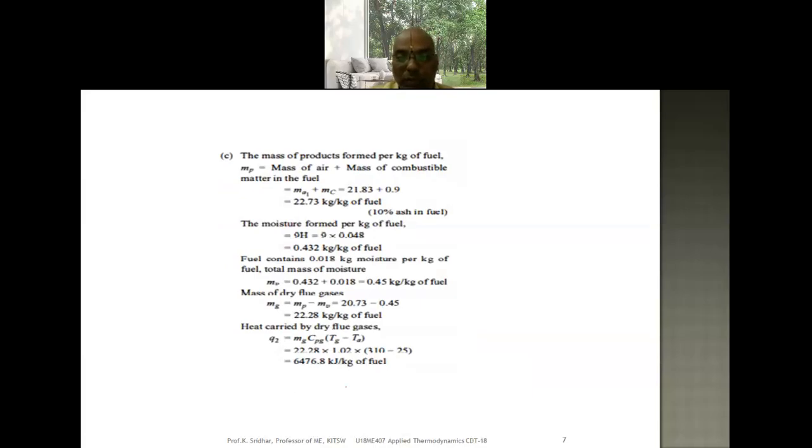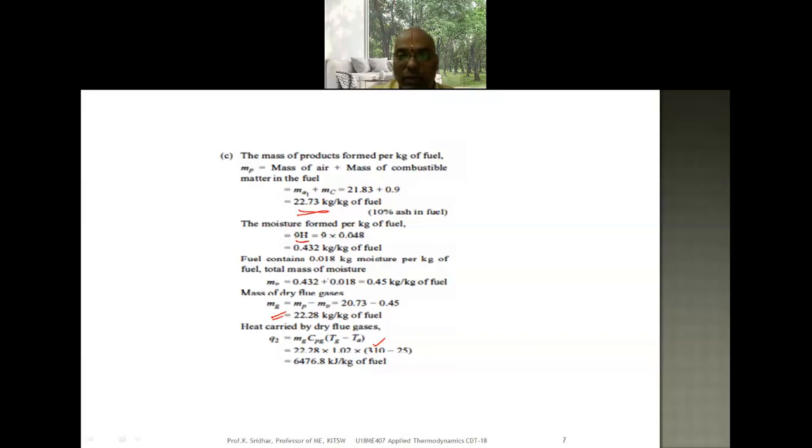In a similar fashion, now you calculate Q2 also. Q2 is nothing but the heat carried by the dry flue gases, that is equal to mg into cpg into delta T. So the mass of the dry flue gases is nothing but mP minus mV. What do we mean by mP? It is the mass of the air plus the mass of the combustible matter in the fuel. So all we know. By substituting here, mP is equal to 22.73. And similarly, the mV value. To calculate the mV value, the moisture formed per kg of the fuel should be known to you. That is 9 times hydrogen.